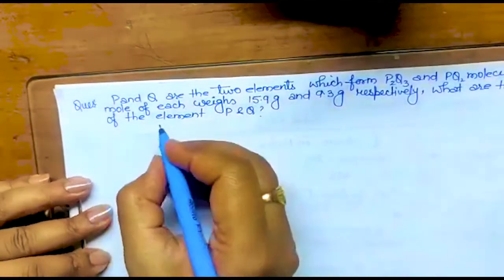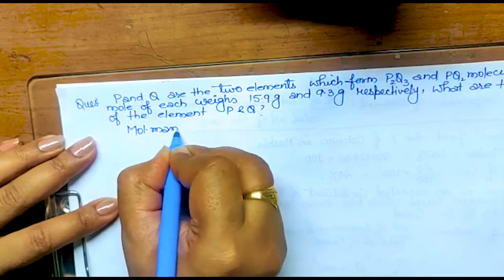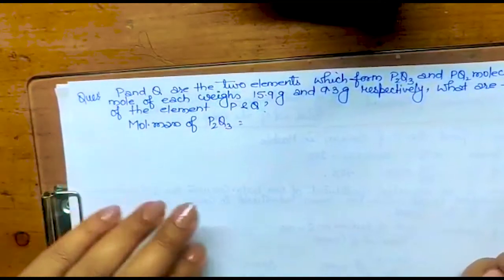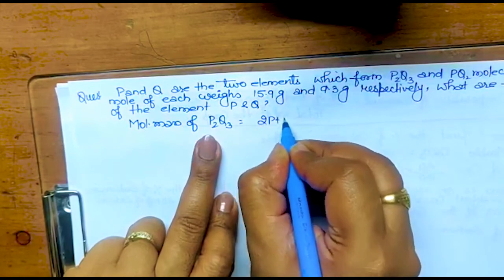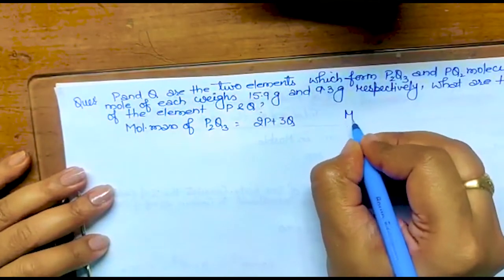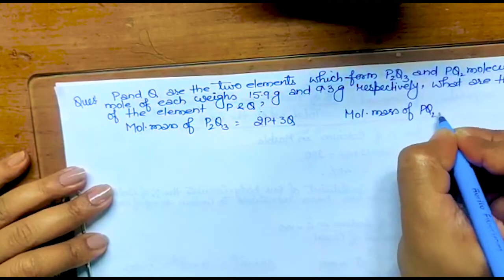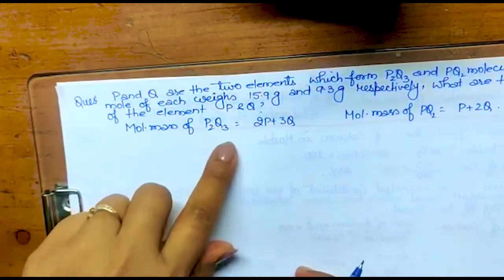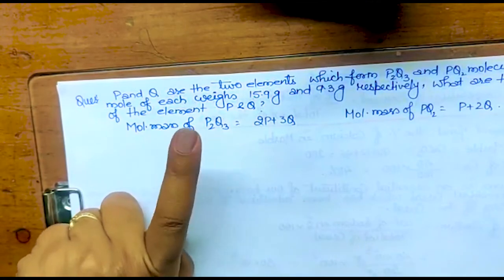So suppose I am finding the molecular mass of P2Q3. I don't know the atomic mass of P and Q, so let it be P and Q only. So can I write 2P plus 3Q, isn't it? Whatever comes out, we will see afterwards. Similarly, the molecular mass of PQ2, what will it be? P plus 2Q. Yes. Now, if we find the molecular mass of this, we can make the equation and solve it.